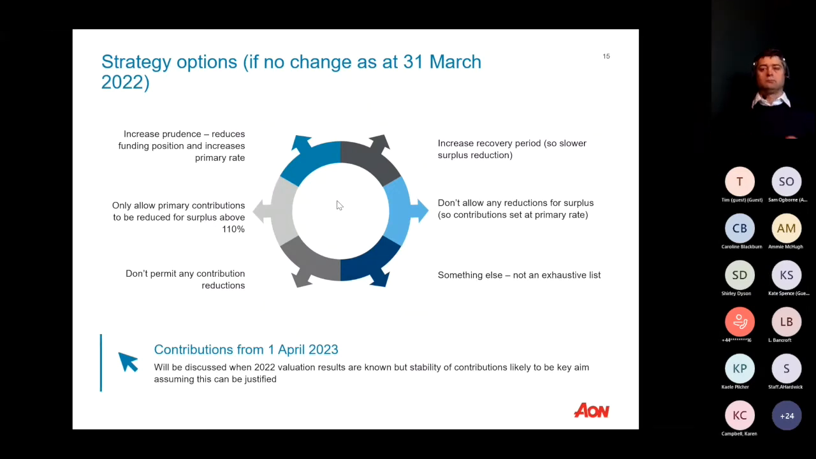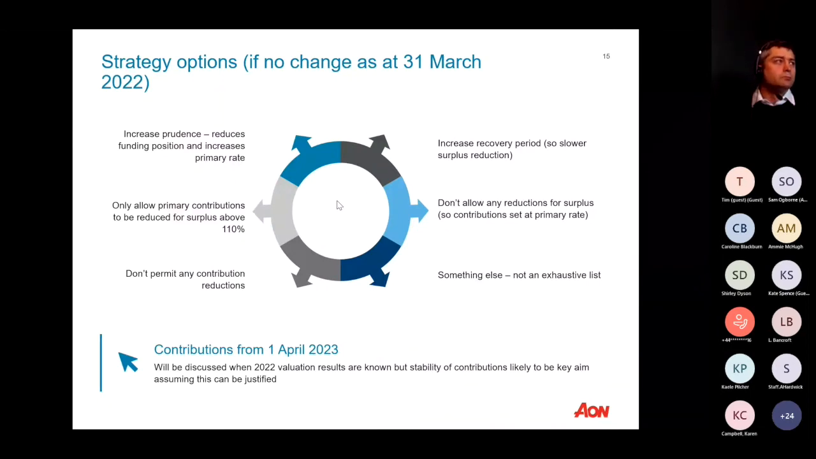So for example, things like perhaps being a little bit more prudent, maybe pushing up that probability of funding success from 75%. Perhaps instead saying, well, it's great that we've got such a good funding position, but we're not going to let contributions reduce to take full account of that surplus. Let's keep a little bit back. We don't really know yet what the effect of Brexit is going to be. There do seem to be headwinds in the economy generally. So let's not give employers full credit for the surplus. Let's keep a bit back.